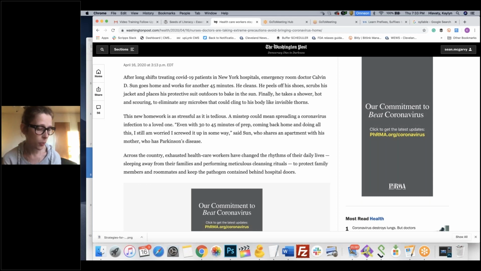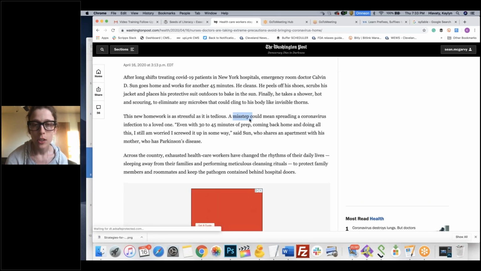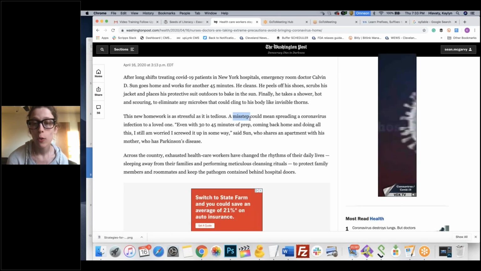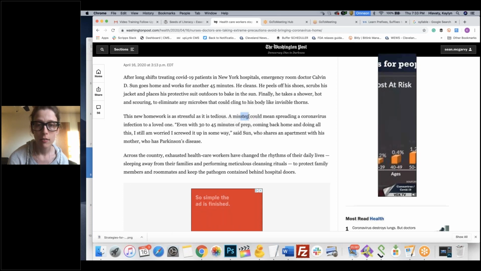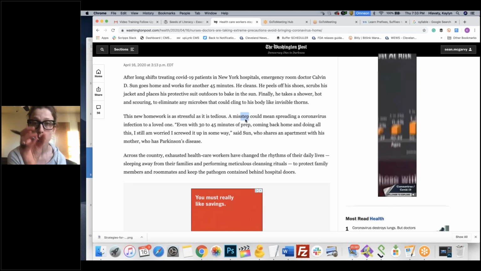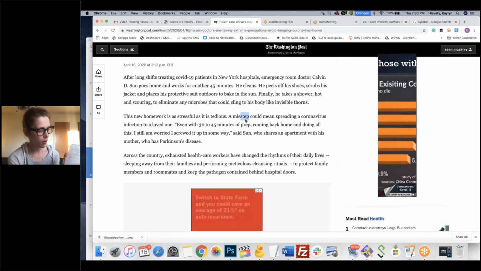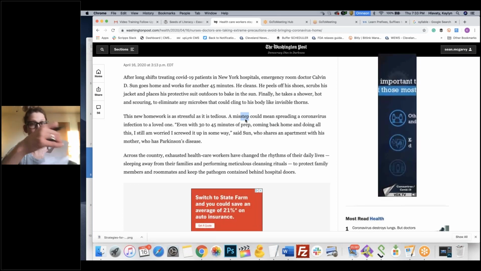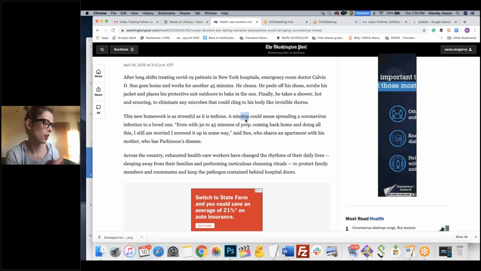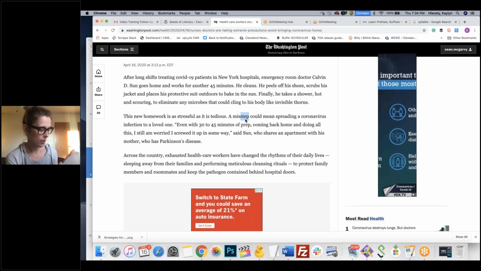And then another one, next sentence: a misstep could mean spreading a coronavirus infection to a loved one. Okay, so I see a couple here. Misstep, the word misstep. So what do you think the root word of misstep would be? It would be step. Okay, right there, I highlighted it. So step is the root word that we talked about. Again, we're going to pretend like this is a flower. Sorry, I don't draw. That's why I'm probably not teaching art class either. So pretend that's the stem of a flower. So it's going to be step.